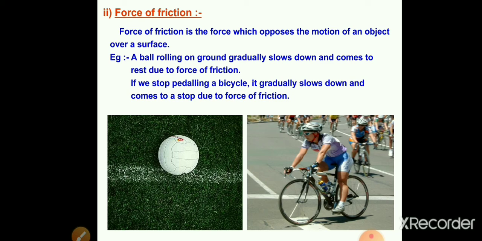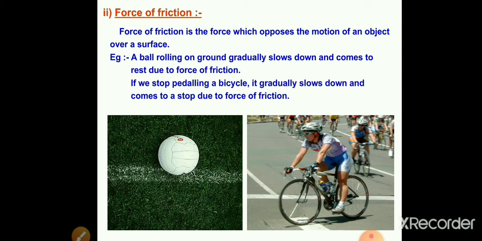And one thing you have to remember, that force of friction will act opposite to the motion of an object. So if you stop pedaling a bicycle, it gradually slows down and comes to a stop due to the force of friction. So here also the force of friction is acting opposite to the direction of motion of an object. In detail you will study it in your next class, the friction lesson.